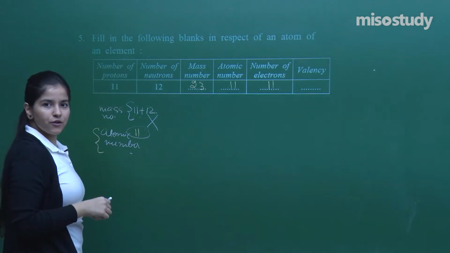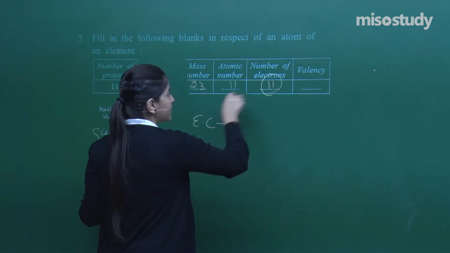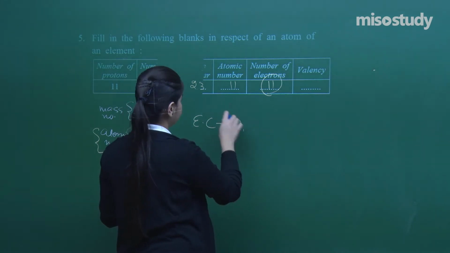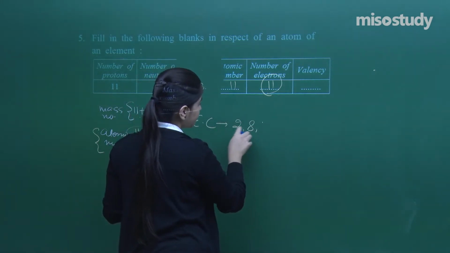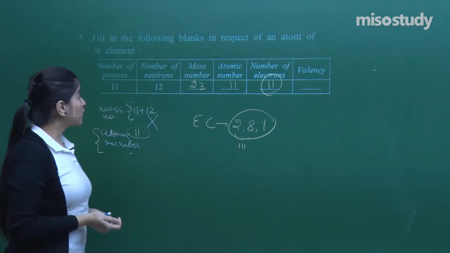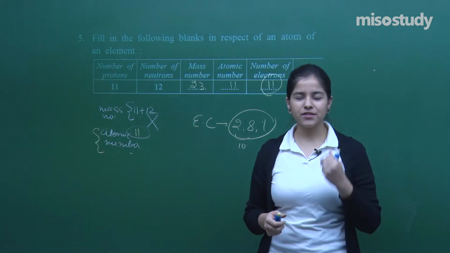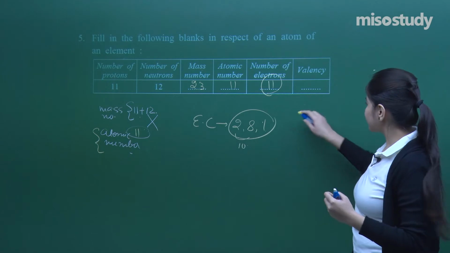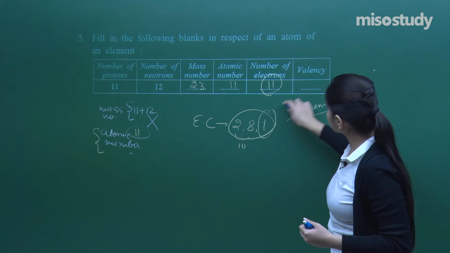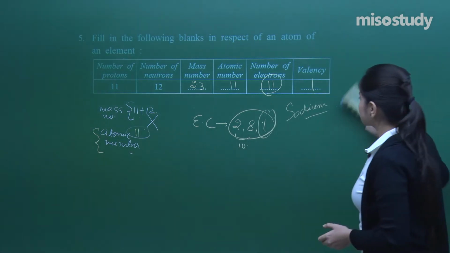So can you count the valency over here? For that I need the electronic configuration. That is, I need to arrange these electrons in the K, L, M shells: 2, 8, that means a total of 10, plus 1, so 2, 8, 1. Can you guess what this element is? 2, 8, 1. Which element has this electronic configuration? It's sodium, yes. And the valency will be 1. Okay, now let's move on to the next question.